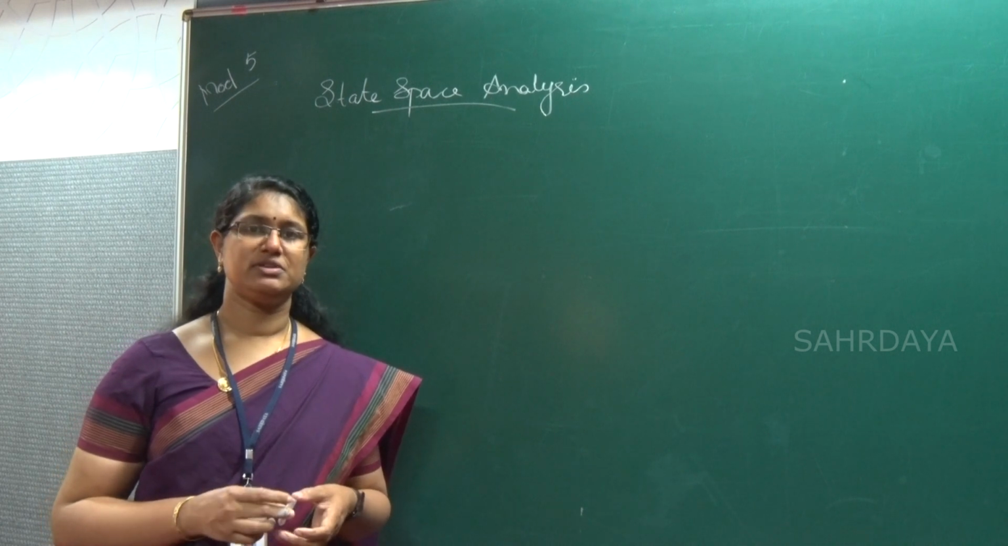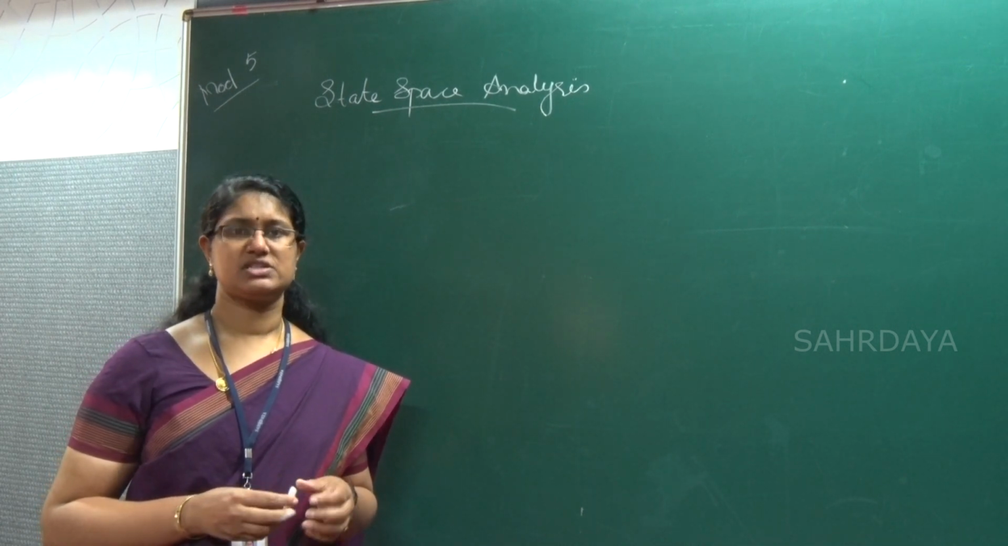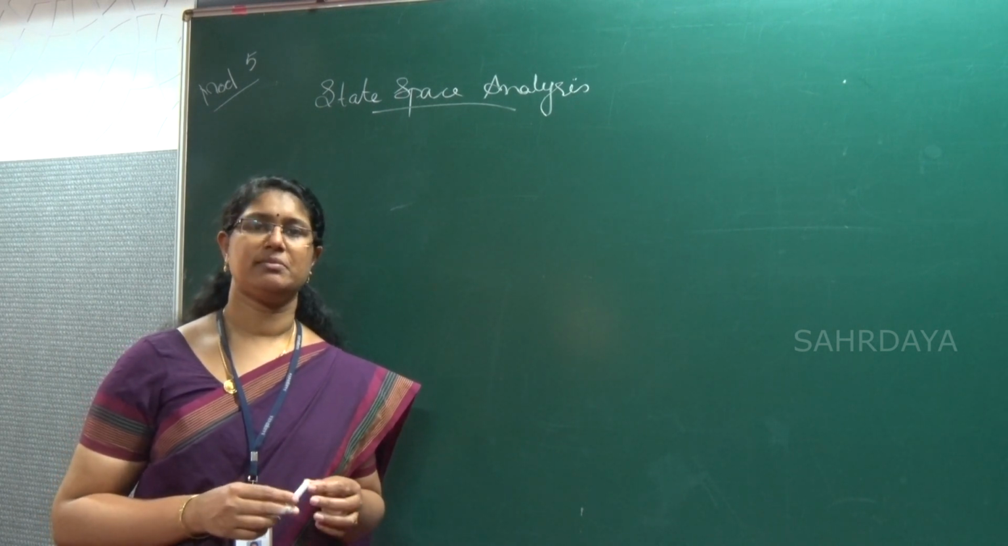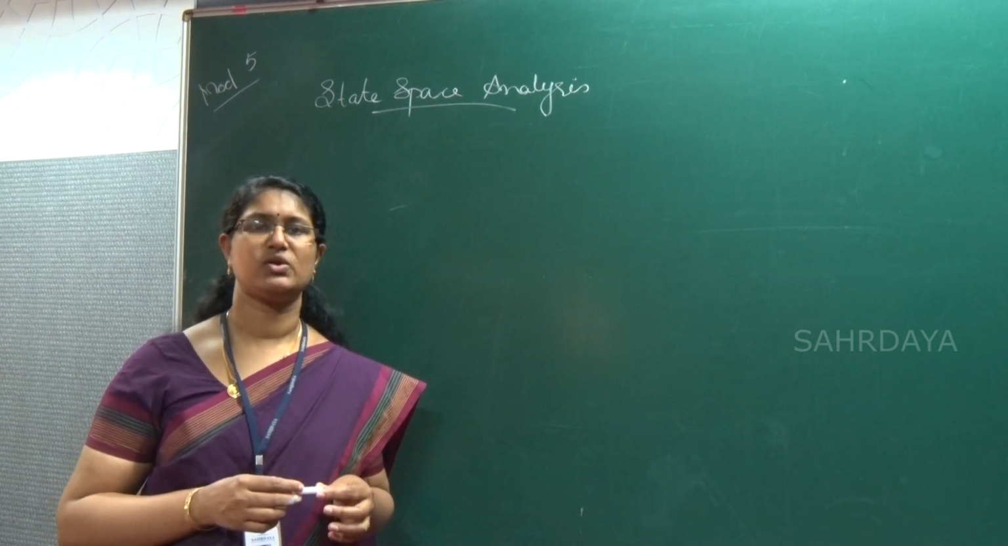Today we are going to start with the module 5 of control systems. Module 5 deals with the state space analysis of linear control systems. So far we were seeing about various types of system analysis like time domain analysis, frequency domain.